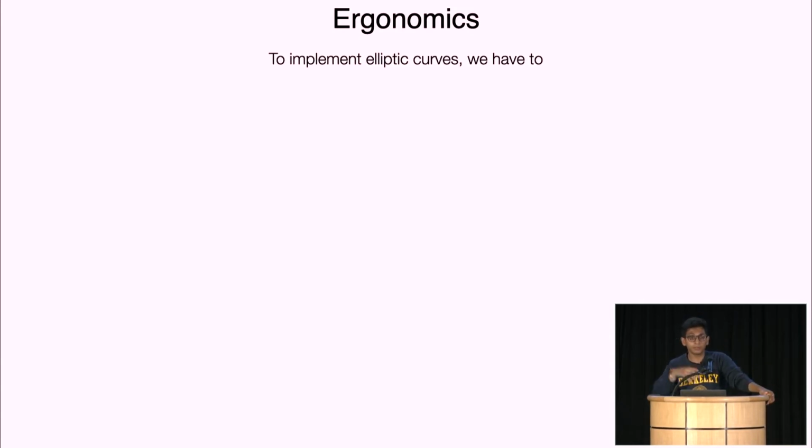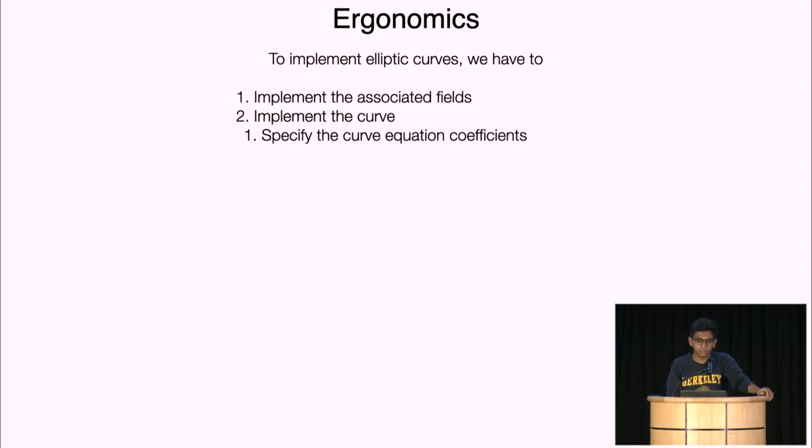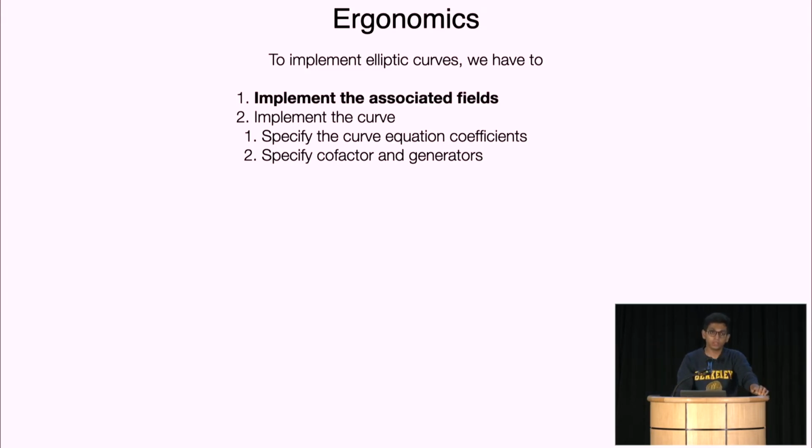Okay, so on the ergonomics front, what we see is if you want to implement a new elliptic curve, there's basically three things we have to do. We have to implement the associated fields, like the field that the elliptic curve is defined over, and then actually just define and implement the curve, right? Which might involve implementing the arithmetic. So this involves specifying the curve equation coefficients and specifying the cofactor and generators. So let's see what this process looks like in arkworks.